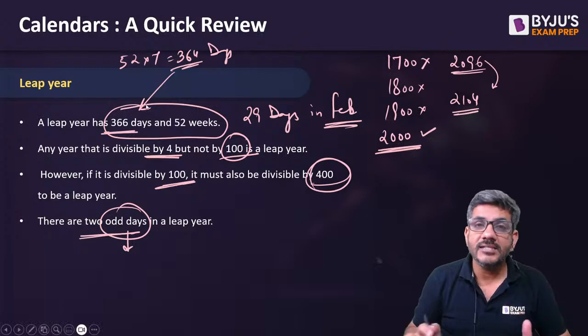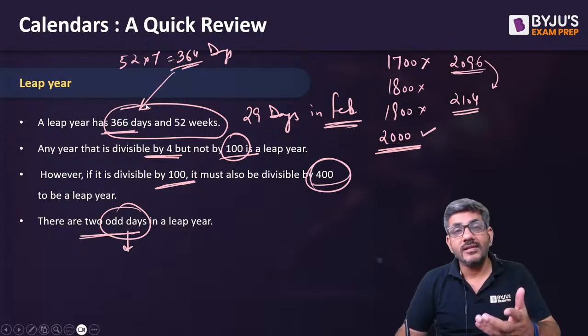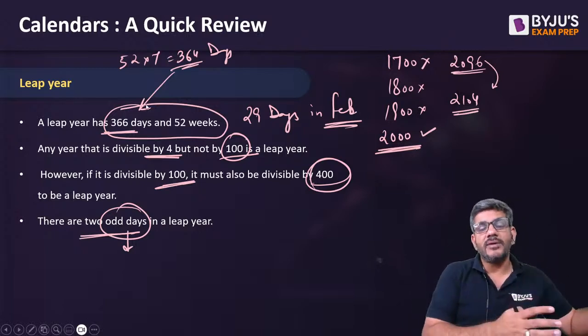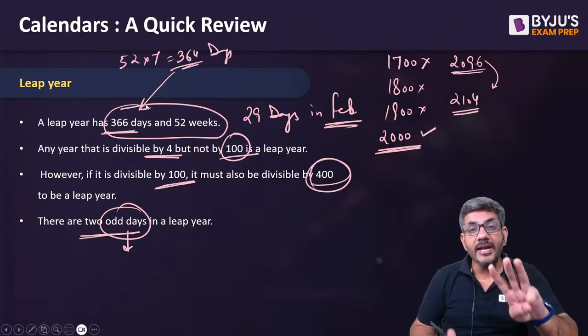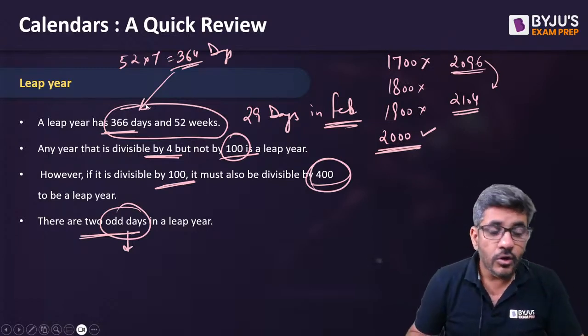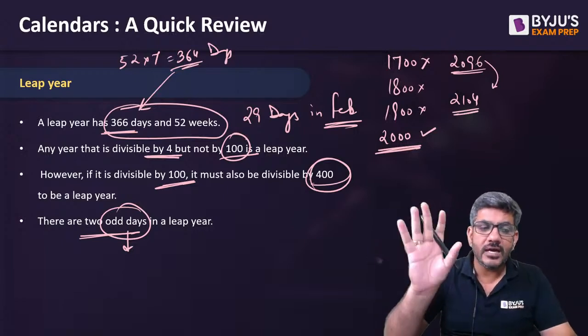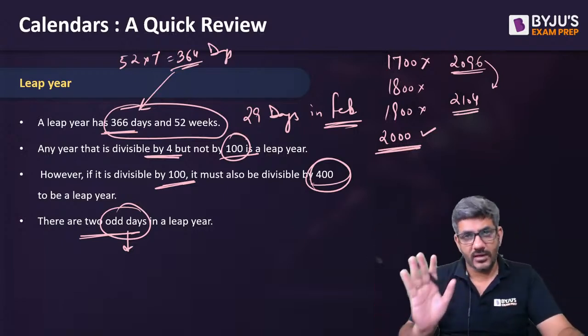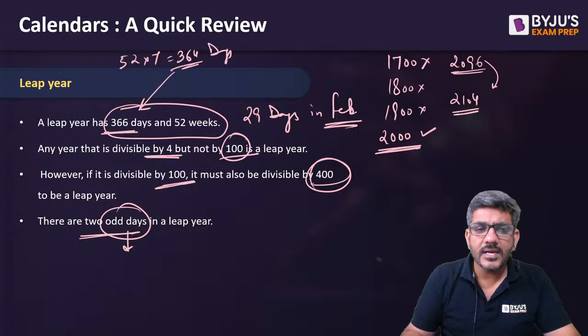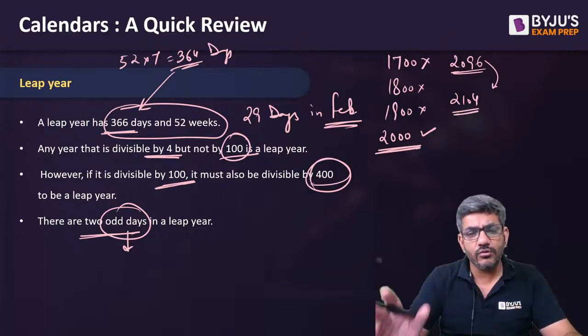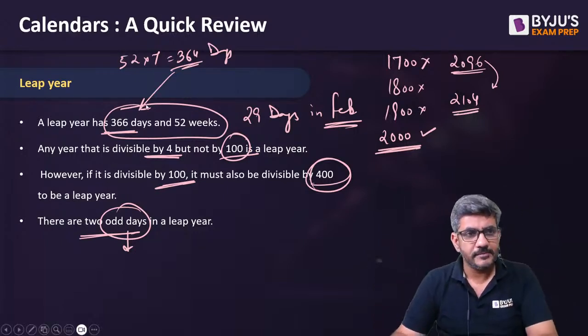For example, January has 31 days. So how many odd days are there? 31 में से 7 का multiple निकाल दीजिए, 28. So 3 days that are left, they are called odd days because most of the concepts of calendars are based upon these odd days only. हम इनको ऑड डेज का नाम भी देते हैं, कई बार लोग इनको एक्स्ट्रा डेज का नाम भी देते हैं. They both are exactly the same thing, there is no difference.